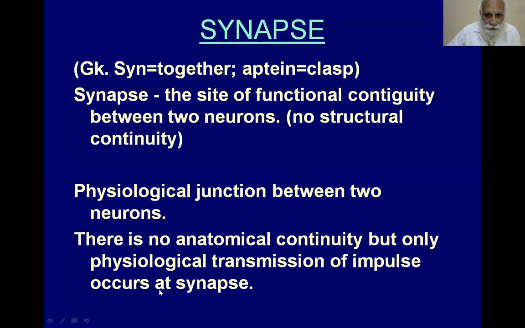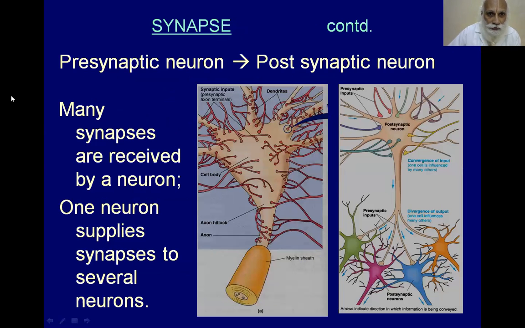So the transmission of impulse occurs across the synapse in a certain mechanism, not directly, but in a certain mechanism. Now, if you see, there is a presynaptic neuron and a postsynaptic neuron. That means before the synapse, there is a presynaptic neuron, and there is another after the synapse, the postsynaptic neuron. So the junction is in between them.